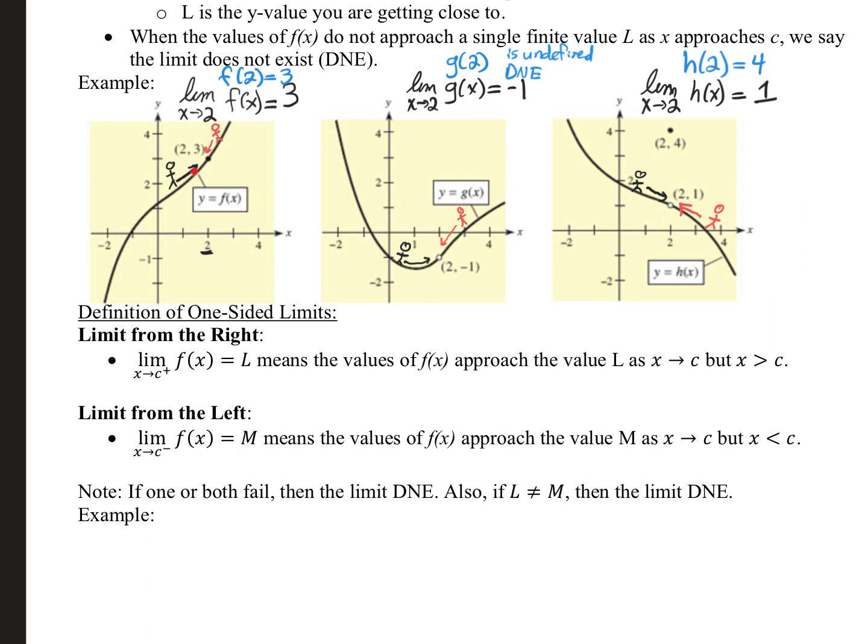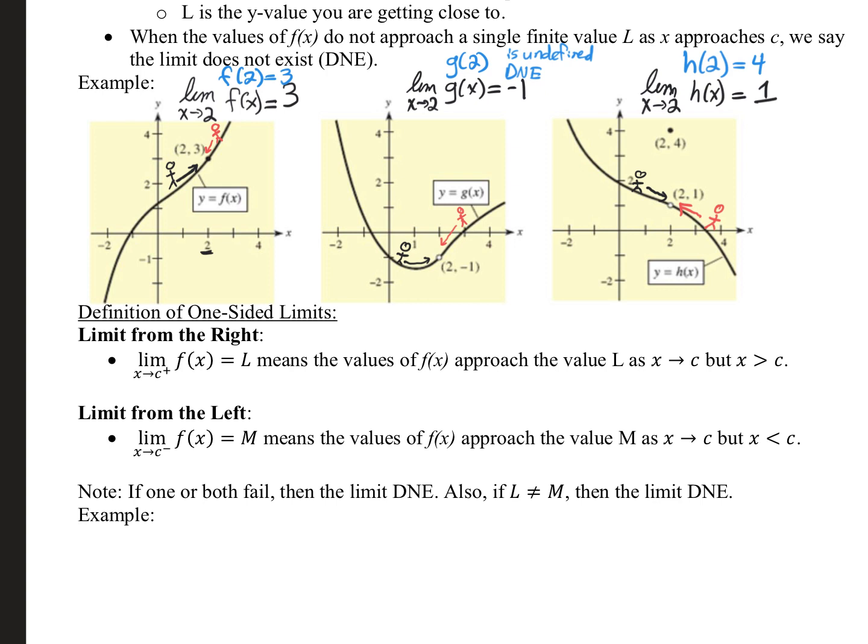If you are approaching the point from the left, we would check to see what y value we're approaching, and the first guy approached 3, so we would say the left-sided limit was 3. Then if the person on the right, which is that second person I drew, also approaches the same value, then we get to say the right-sided limit is 3.